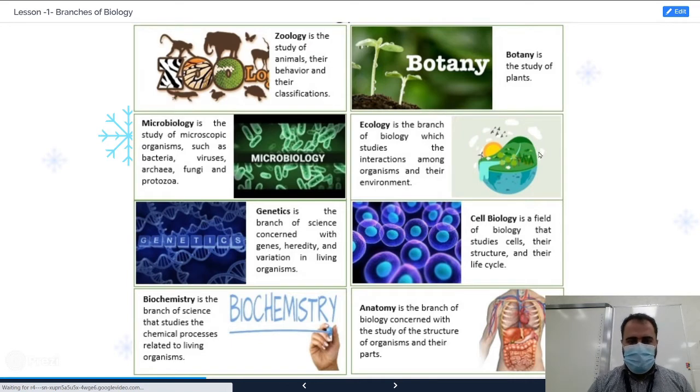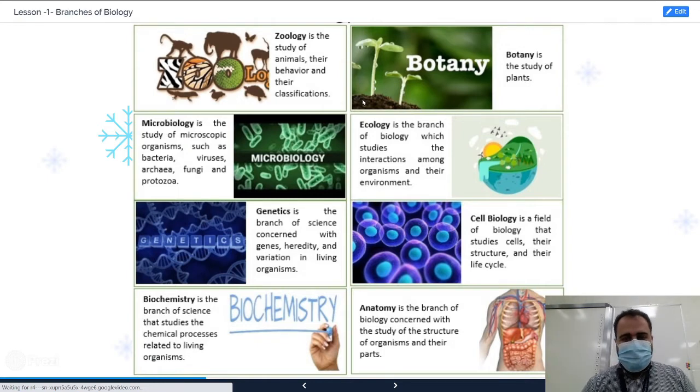We start with zoology. As you can see, it's the study of animals, their behavior, their classifications. So if you are interested in knowing more about animals, how they are related, how they behave, what they eat, their systems, it's good to study zoology.